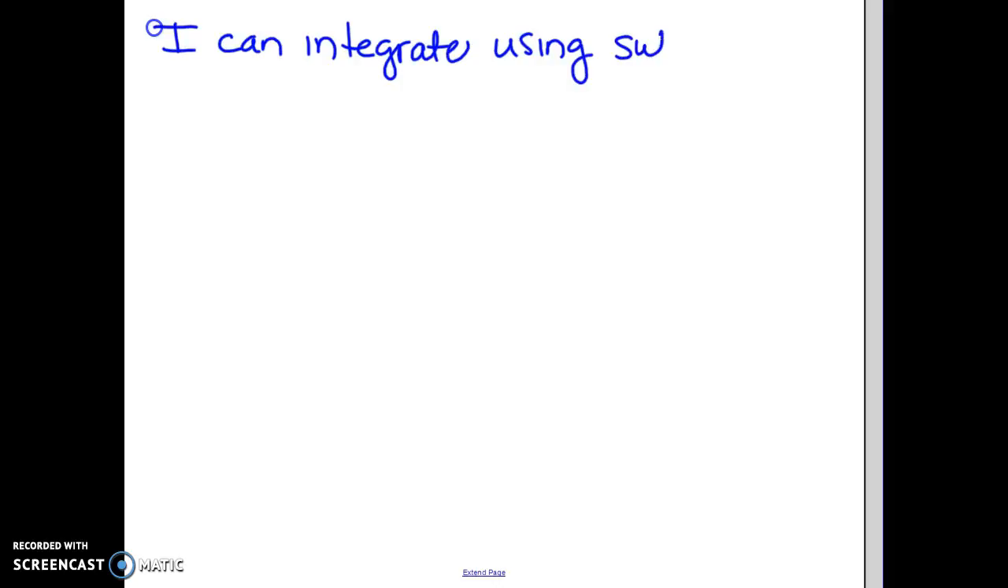Okay, the learning target is I can integrate using substitution. And I'm so glad that you guys are worried about your calculus.